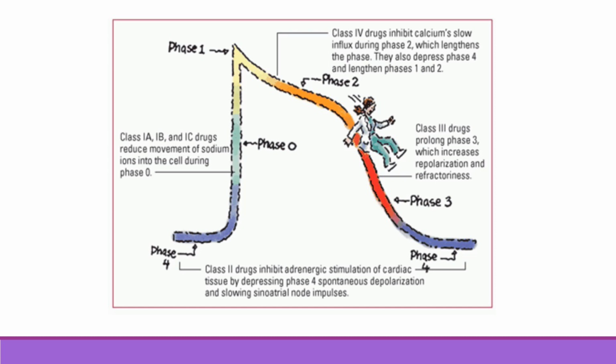Phase 1 into phase 2 at the top, you'll see is where class 4 drugs inhibit calcium slow influx, and it lengthens this phase. They also depress phase 4 and lengthen phases 1 and 2. On the right, in the red there, phase 3, this is where class 3 drugs work, and they prolong this phase, which increases repolarization and refractoriness, and then again, you're going to end at that baseline of phase 4.